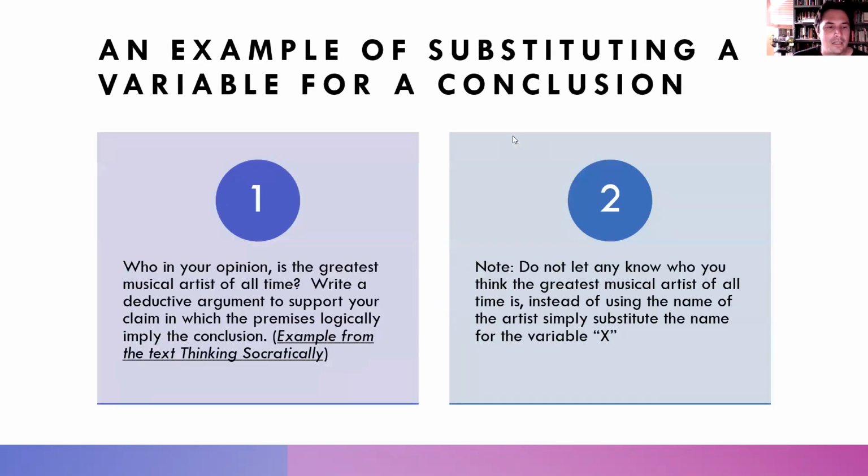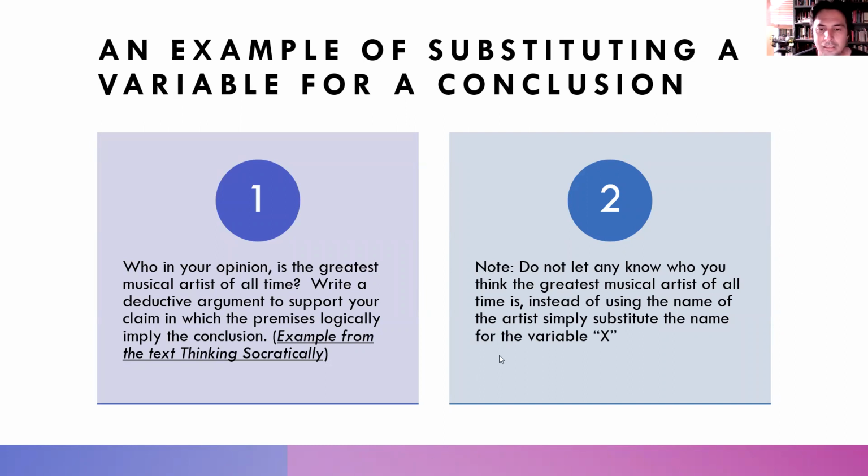So we'll look at an example of a deductive argument given in the text Thinking Socratically. The question asks, who in your opinion is the greatest musical artist or group of all times? Write a deductive argument to support your claim in which the premises logically imply the conclusion. We're going to worry about the first part more, and just borrow the second part. We're going to look at a deductive argument. We'll talk about that a bit more later.